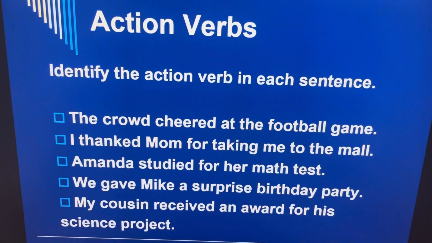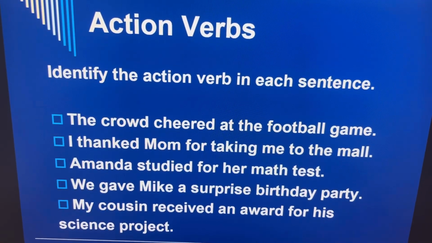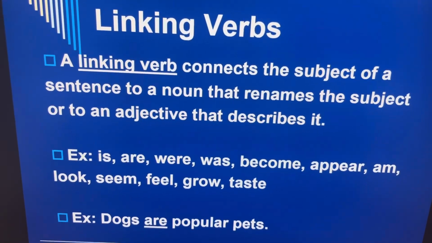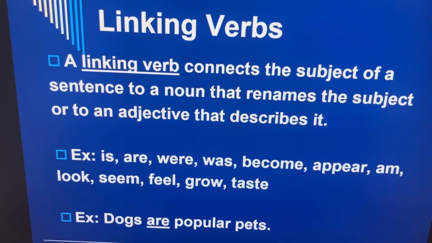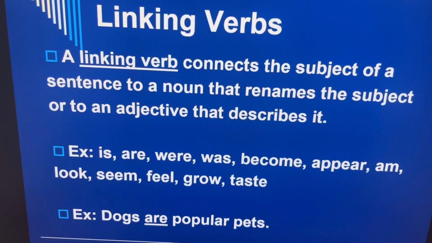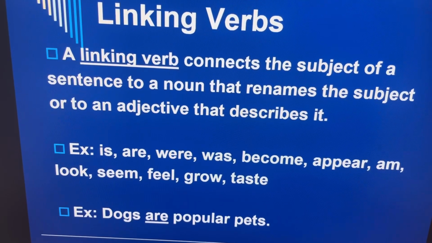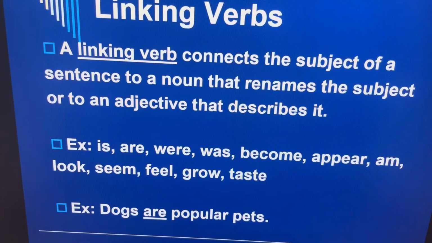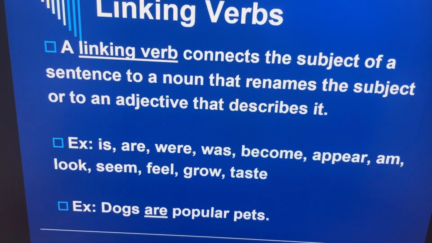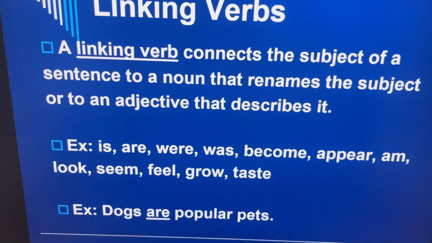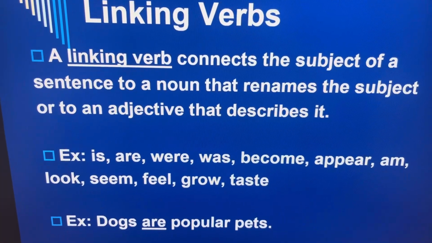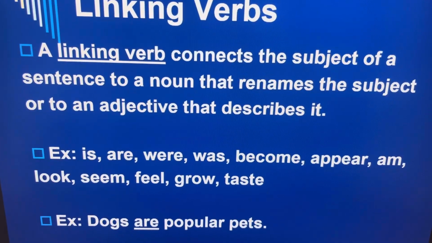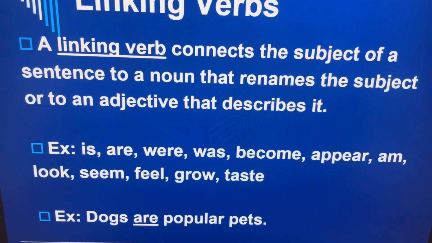So here in grade 3 you have to read about linking verbs and helping verbs. Here you can see the linking verbs on your screen. A linking verb connects the subject of a sentence to a noun that renames the subject or an adjective that describes it. Linking word, by the word itself you can understand. लिंकिंग, लिंक वो जोड़ता है, एक दूसरे को जोड़ता है, वो सेंटेंस को जोड़ता है.